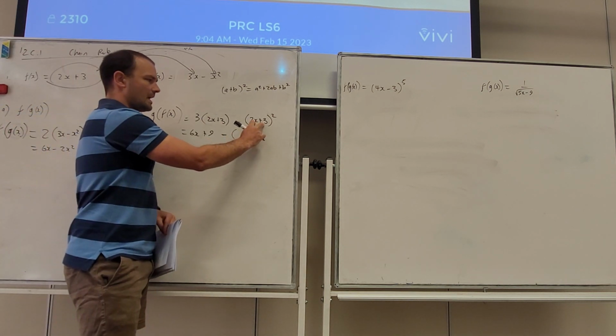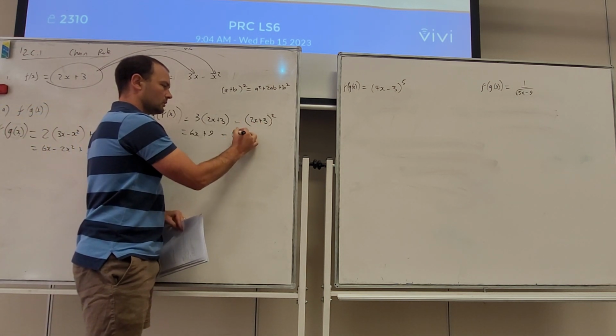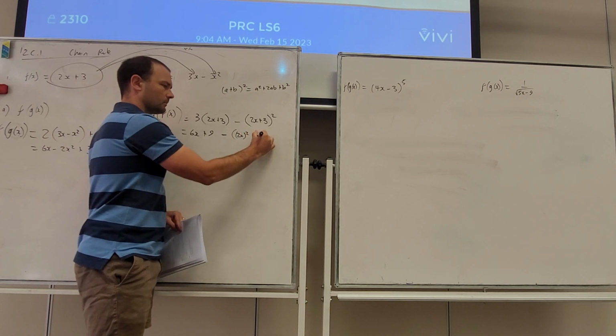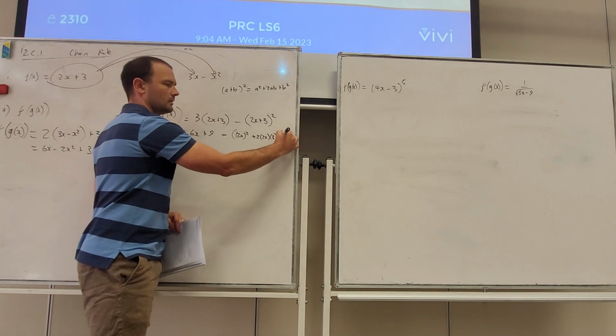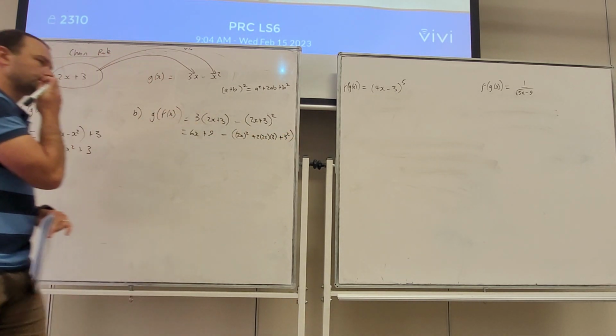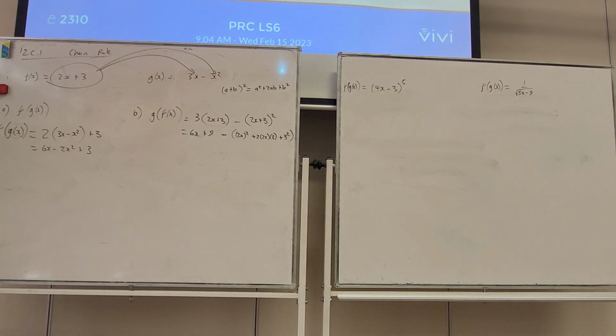So when we expand this one, a squared plus 2ab plus b squared. Another way it can be done is using FOIL, right? You can use FOIL, it will take a little bit longer. That's what's good about the perfect square.